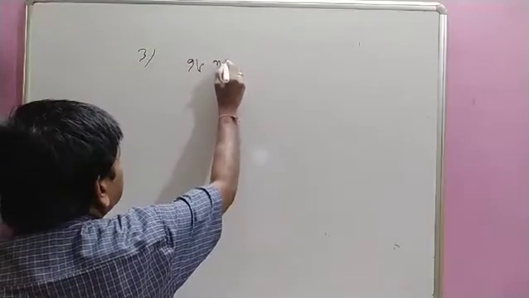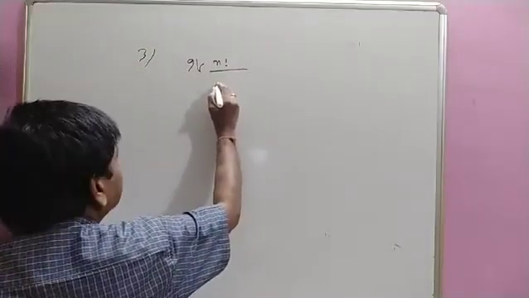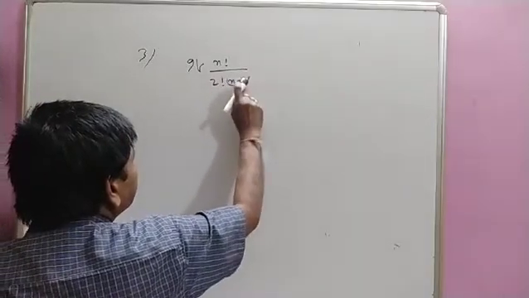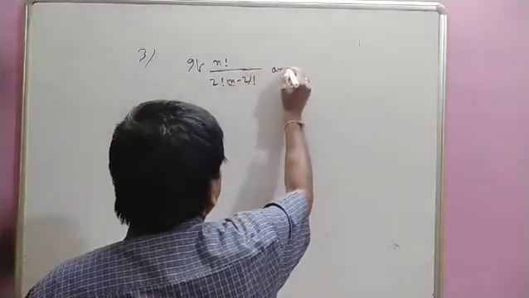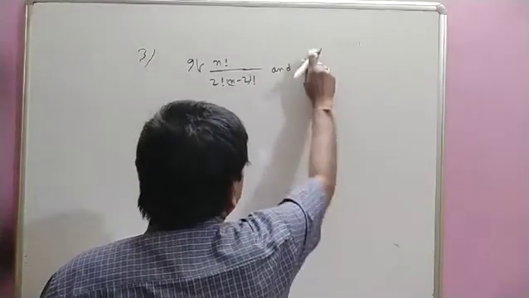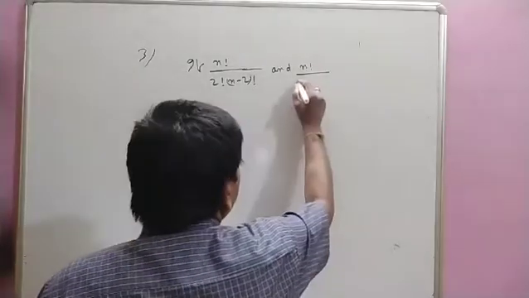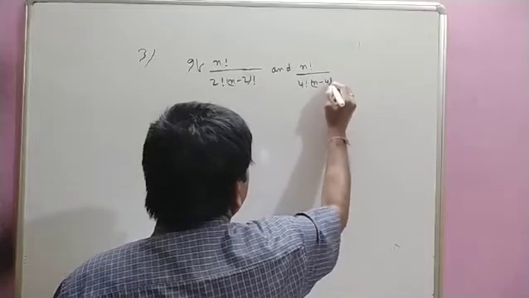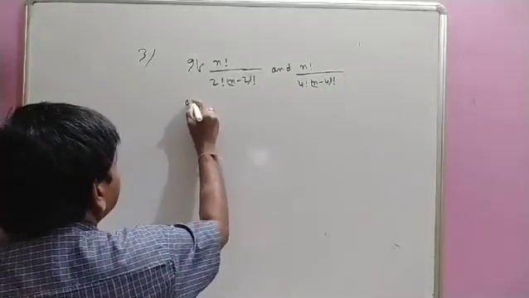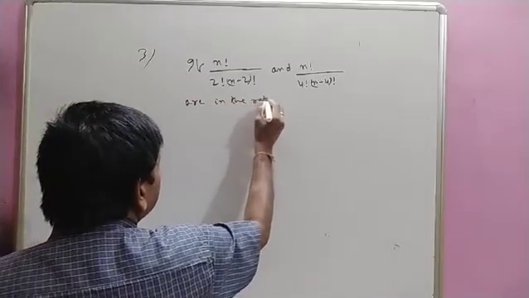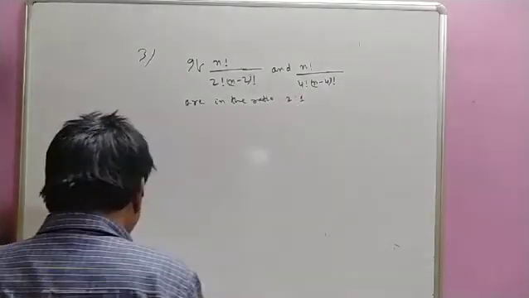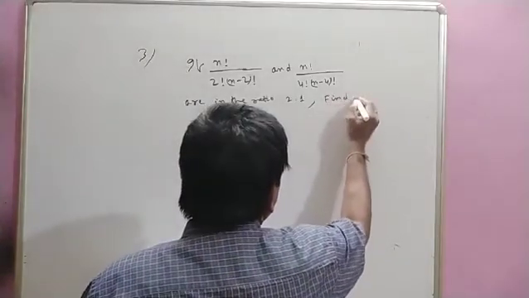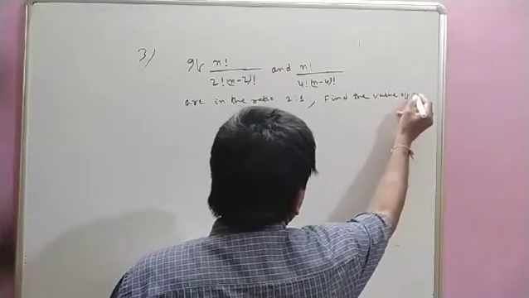if n factorial divided by 2 factorial into n minus 2 factorial, and n factorial divided by 4 factorial into n minus 4 factorial, are in the ratio 2 is to 1. Find the value of n.